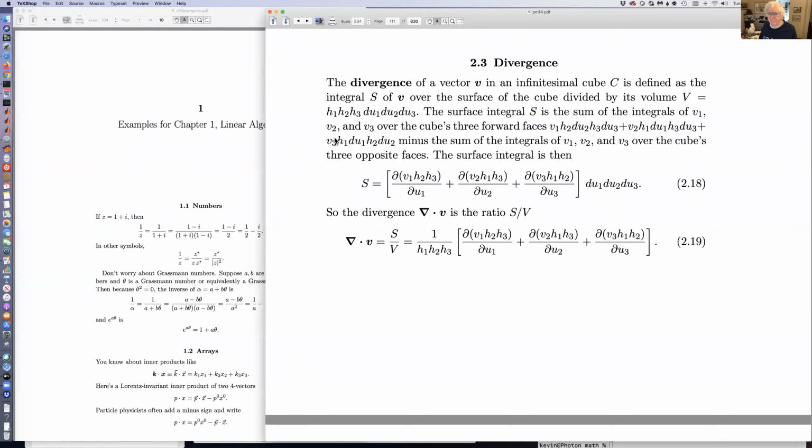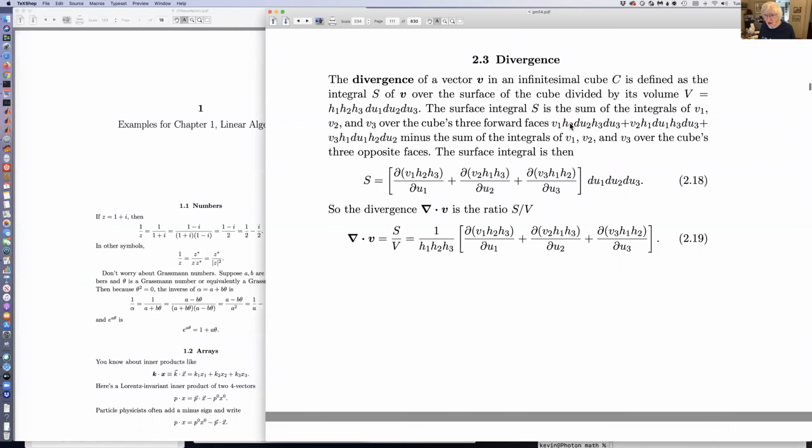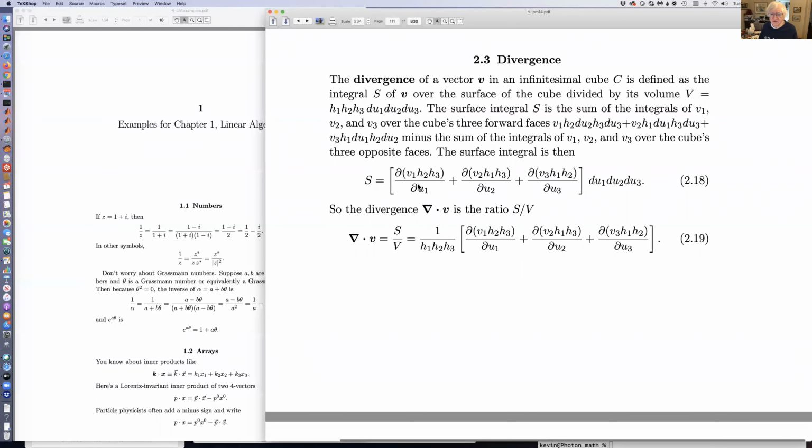And so what happens when you subtract? Well, when you subtract from the forward face the backward face, you get the difference of V1, h2, h3 over the forward face minus that over the backward face. And that amounts to du1 times the partial derivative with respect to u1 of V1, h2, h3. And similarly for the faces in the forward and backward second direction and the forward and backward third direction. So you get that the surface integral of V over an infinitesimal cube looks like this.